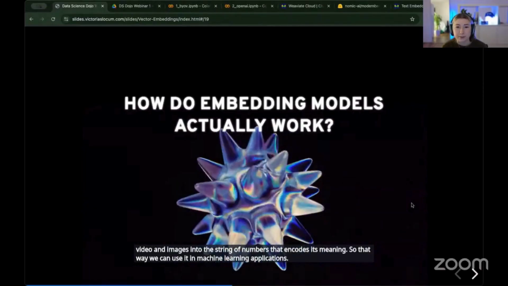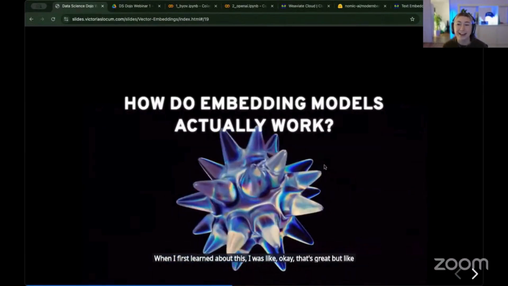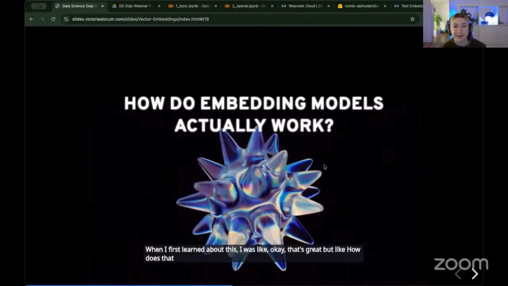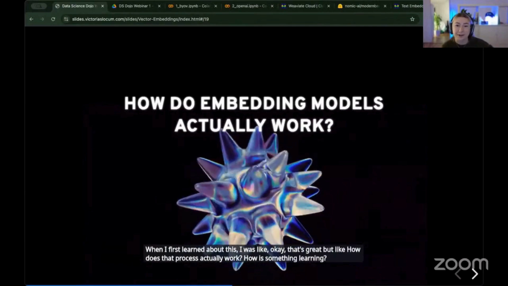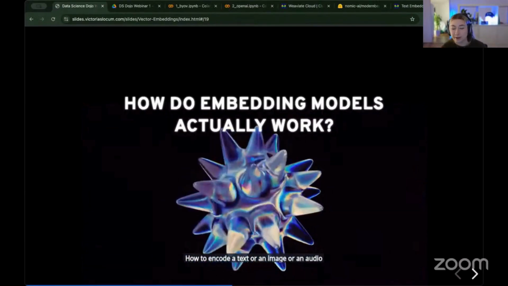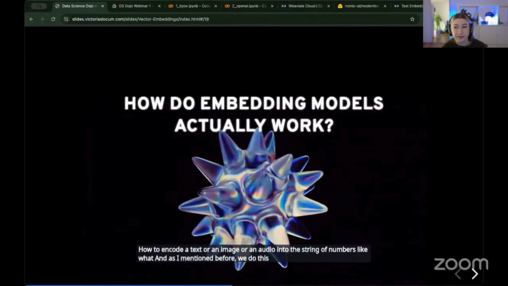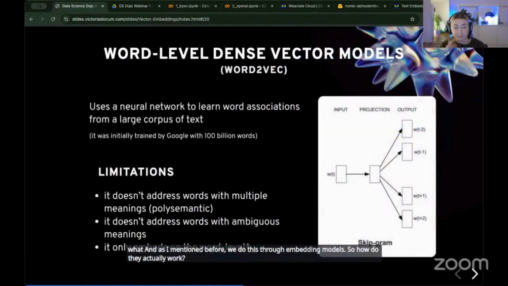When I first learned about this, I was like, okay, that's great, but how does that process actually work? How is something learning how to encode a text or an image or an audio into a string of numbers? As I mentioned before, we do this through embedding models. So how do they actually work?